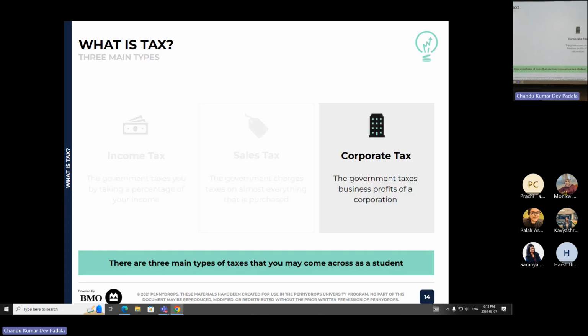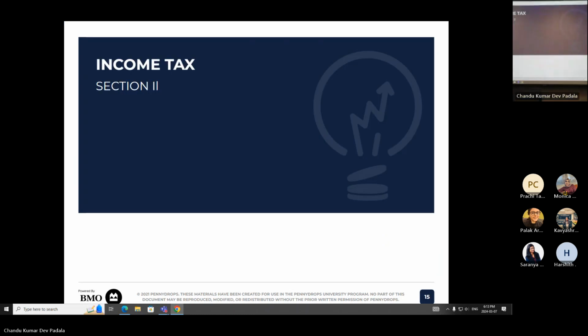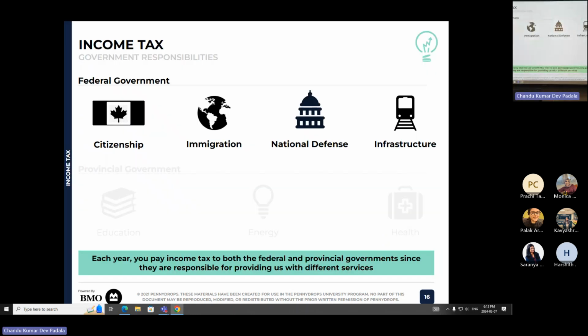And then the last type of tax is corporate tax. Basically it's tax on income generated by a corporation. Okay, so we'll dive deeper into income tax. The federal government taxes for citizenship, immigration services, national defense, and infrastructure.